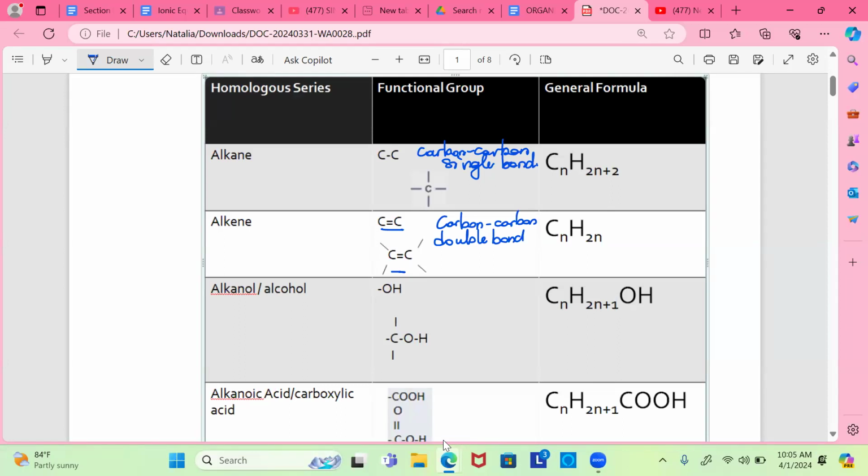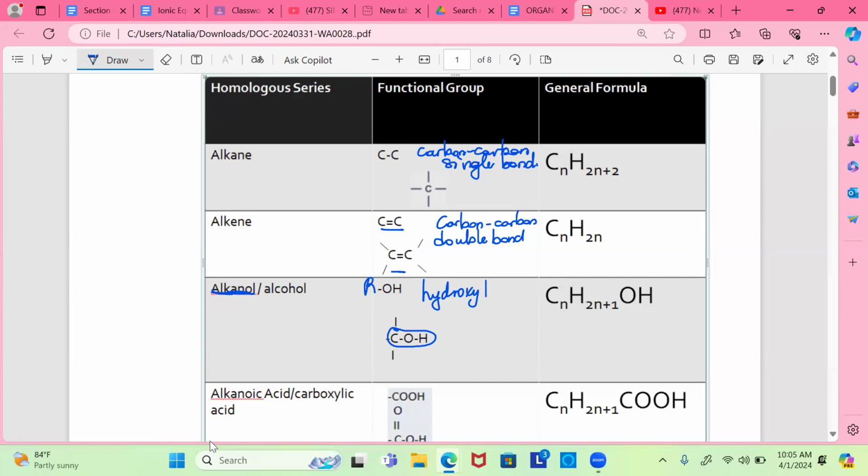Then we have alkanol. Alkanol or alcohol, I like to call it alkanol because it helps when I'm writing the name of the compound. So alkanol has the OH, a carbon that's bonded to OH, as the functional group, or you may see R-C-OH. The name of the functional group is called hydroxy. And the general formula for alcohol is CnH2n+1OH.